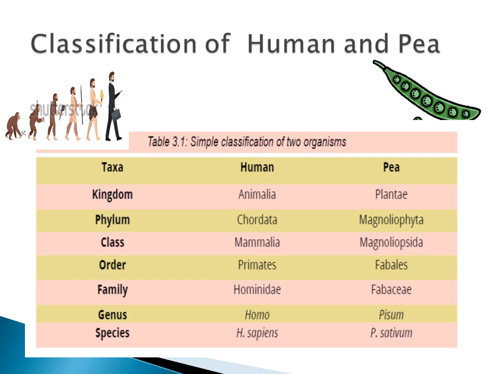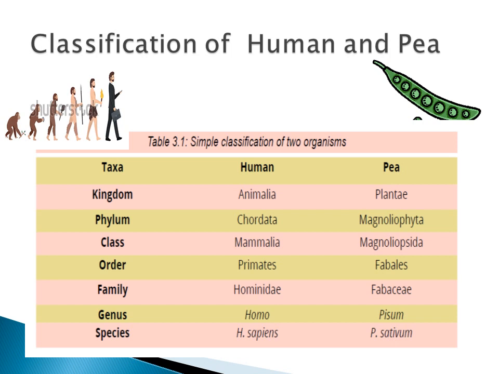Then third class is reptile, and 4th is aves, and the 5th one is Mammalia. Order primates, and family name is Hominidae, and genus Homo, and species name is Homo sapiens. Then there is a classification of pea, which belongs to kingdom Plantae, and phylum is Magnoliophyta, class Magnoliopsida, order Fabales, family Fabaceae, genus Pisum, and species name is Pisum sativum. So it's a simple classification.